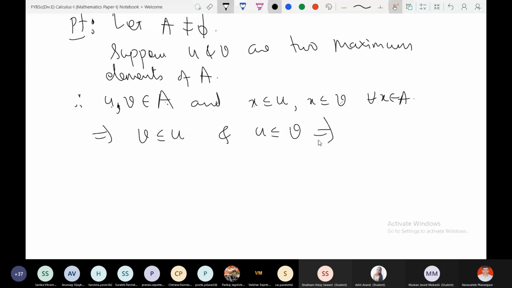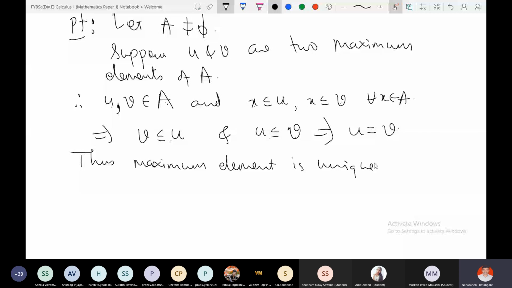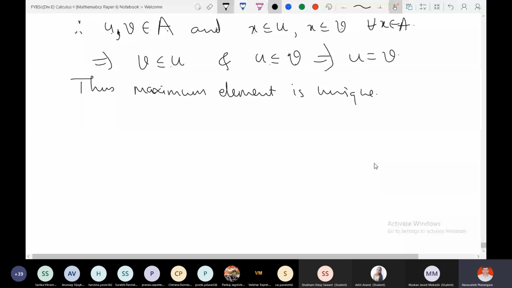What is the conclusion? V is less than or equal to U, and U is less than or equal to V. This is possible only if U is equal to V. Correct? And therefore, you cannot have distinct maximum elements. If you say that the maximum element exists and there are two, then they are actually the same. Thus, the maximum element is unique. So you cannot have two.